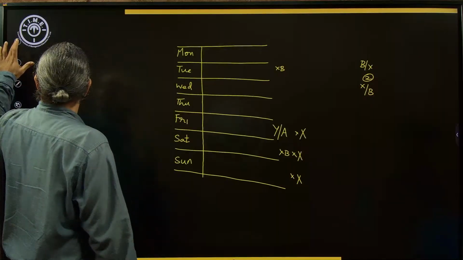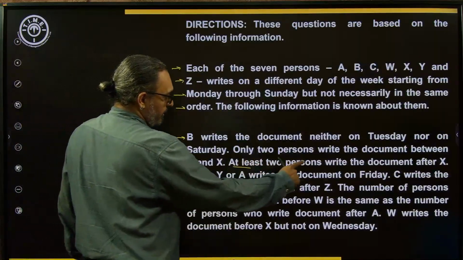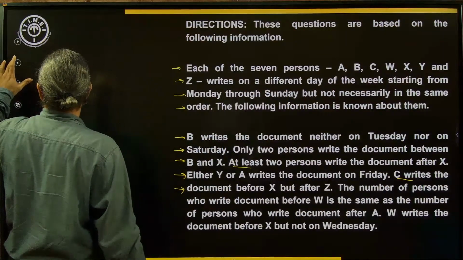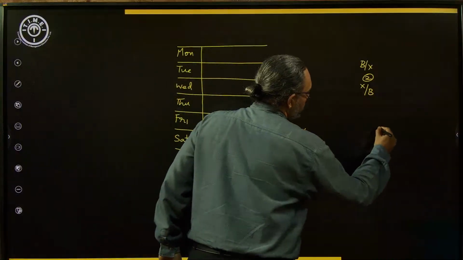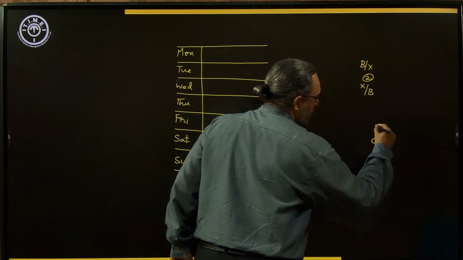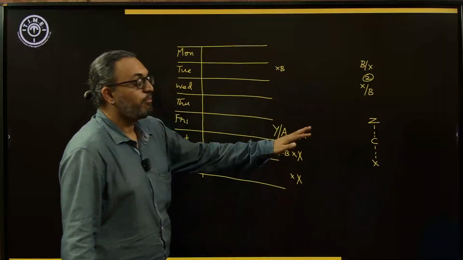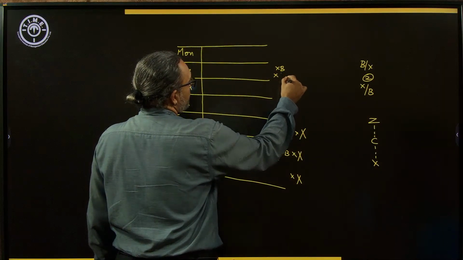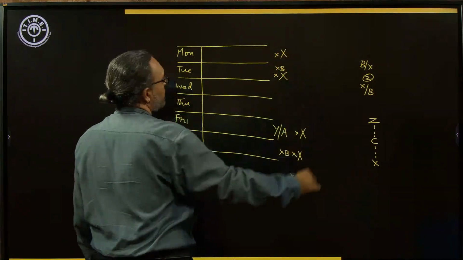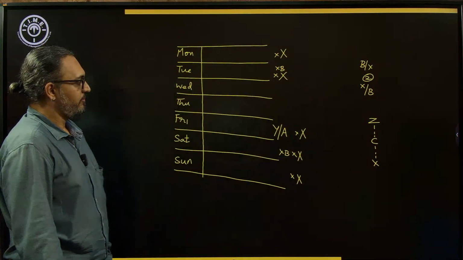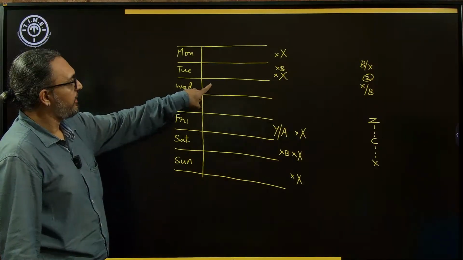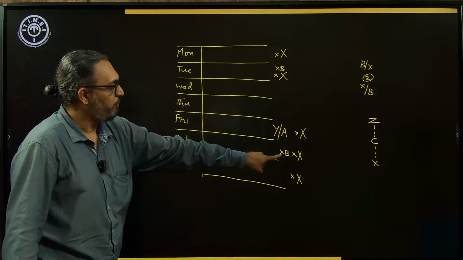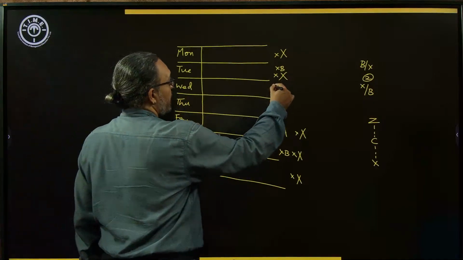Further, he says C writes the document before X but after Z. That means before X there are 2 people. Then I cannot have X on a Tuesday or a Monday. Now, if I take X on a Wednesday, then above it is not possible to satisfy this. But below, leaving a gap of 2, B is going to come on a Saturday, which is not possible. That means X cannot be on a Wednesday also.